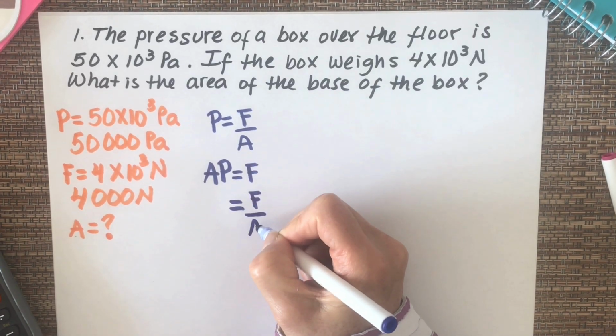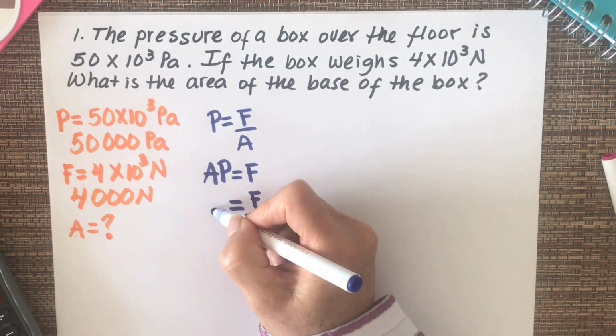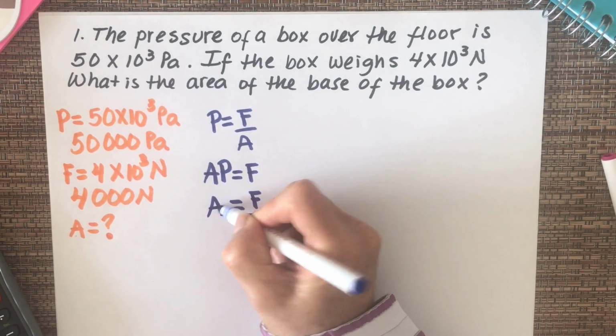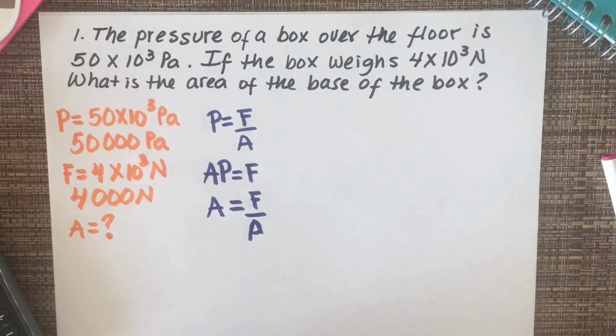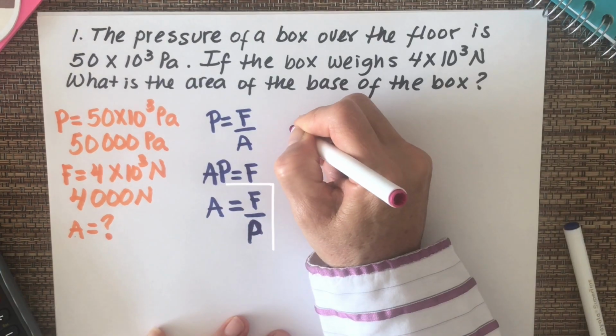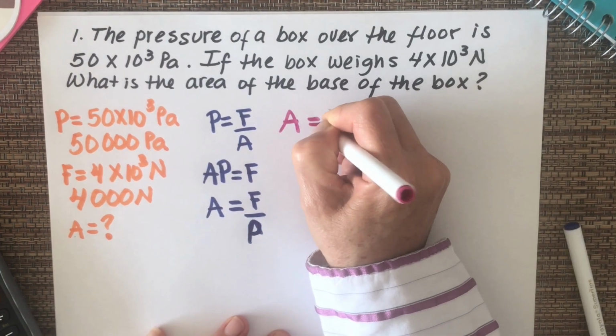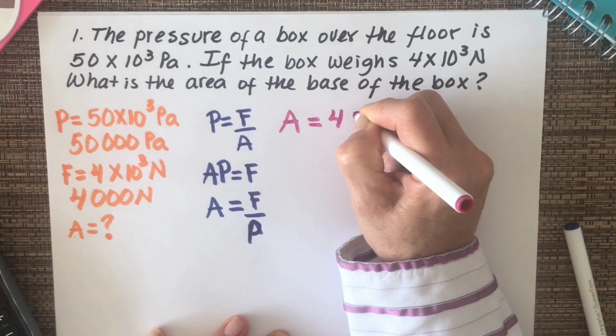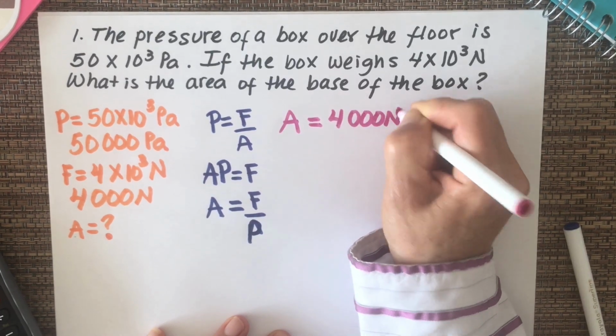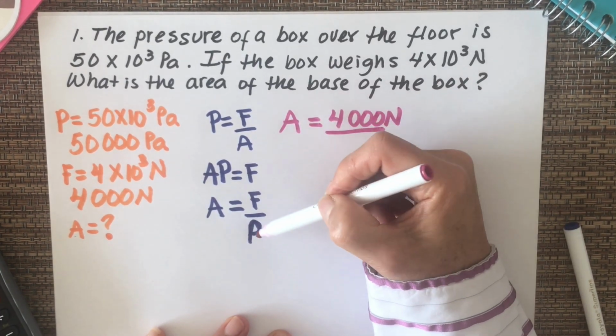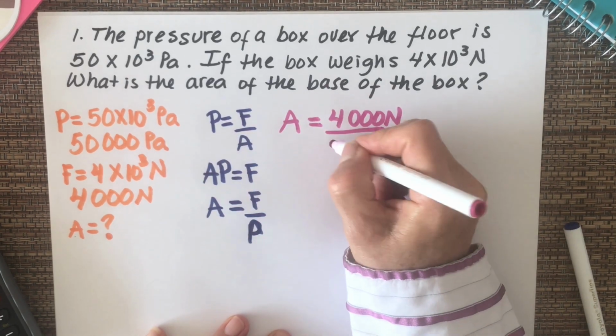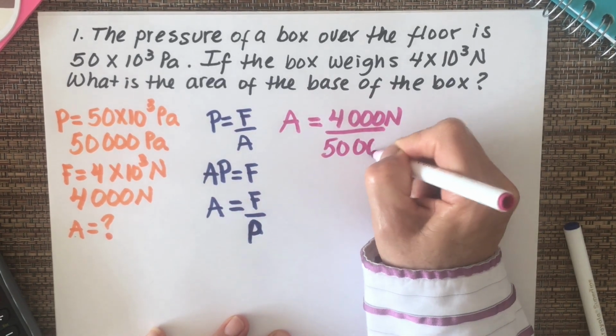And finally we have area on this side. To obtain the value of area, area equals 4,000 newtons over pressure, 50,000 pascals.